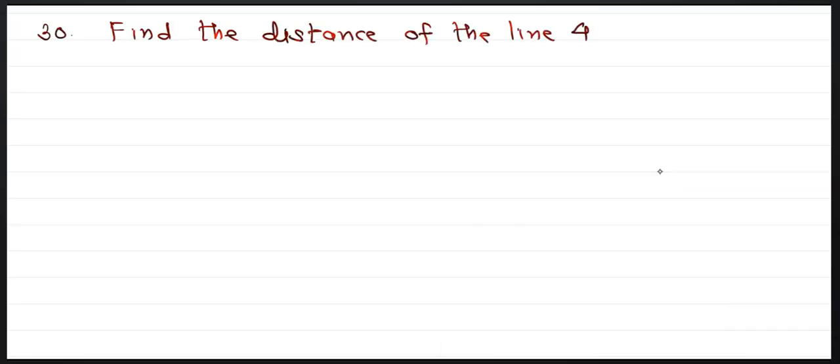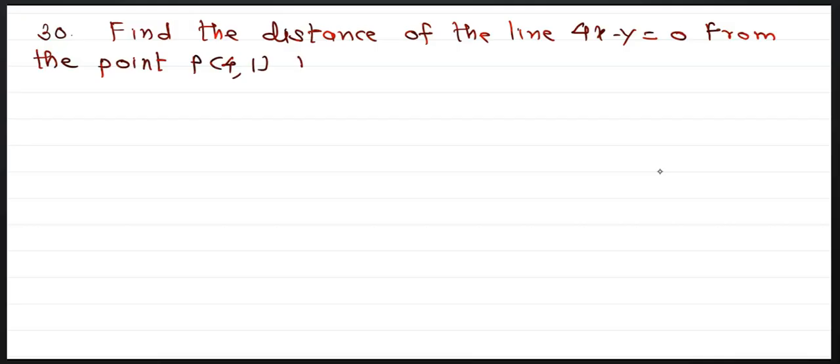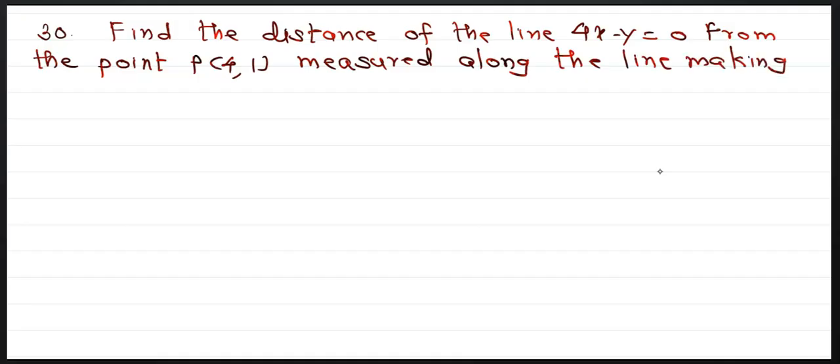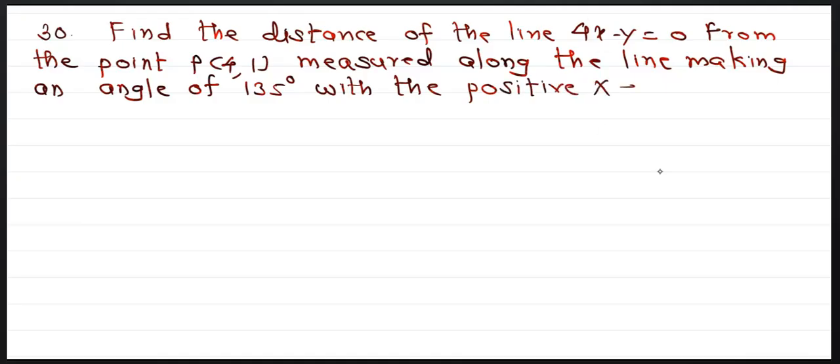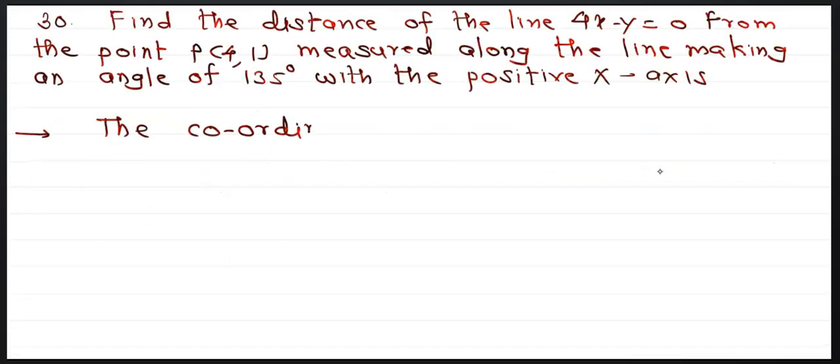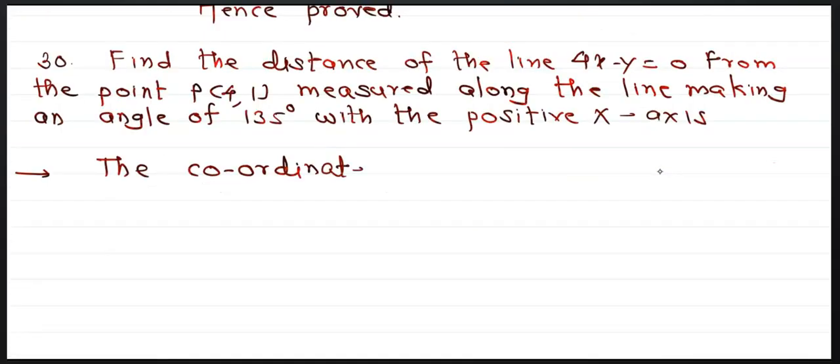Now next is question number 30. Find the distance of the line 4x minus y equals 0 from the point P(4, 1) measured along the line making an angle of 135 degrees with the positive x-axis. Now this is a different type of problem.